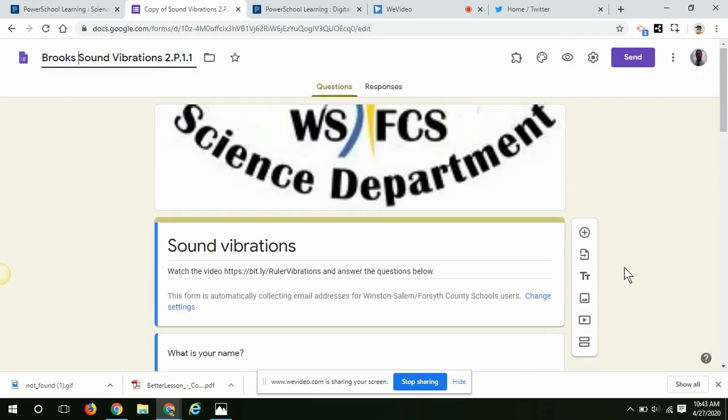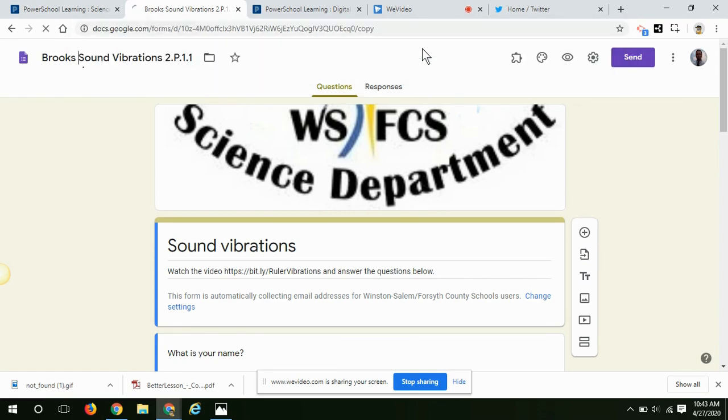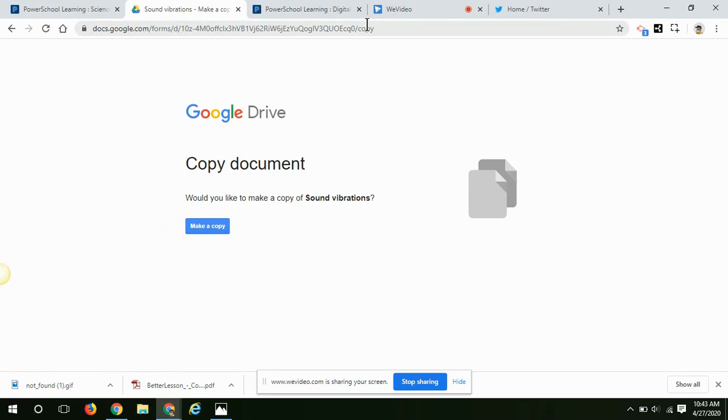So if you haven't done this before, notice that up here it says edit at the end. If you are a teacher and you've created the document and you want your kids to make their own copy, or force them to make a copy, all you have to do is erase the word edit, backspace a few times, and type in the word copy. And now it forces you to make a copy.